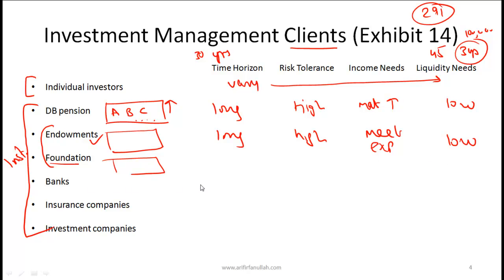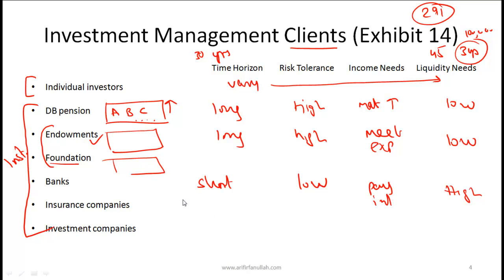So banks have a relatively short-term horizon. The point being that extra cash that banks have needs to be invested, but depositors can come demand their money anytime. So investments cannot be locked in for a long time. Time horizon is short. The risk tolerance is generally low. The last thing you want a bank to do is invest all its money in high risk endeavors, because if the market goes down, then that will be terrible for the bank. The income needs would generally be the income that is necessary to pay the interest on deposits and so on, as well as to cover operational expenses. The liquidity needs will generally be high, because depositors can come and ask for their money anytime.